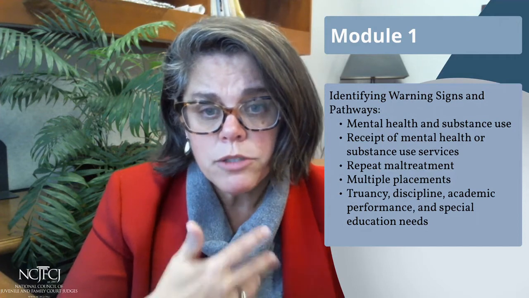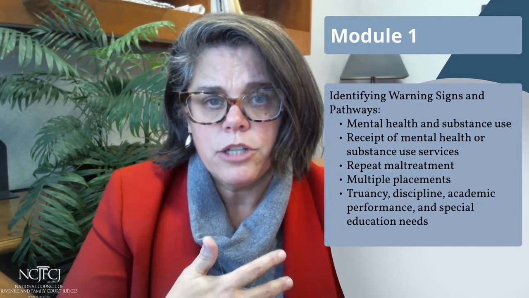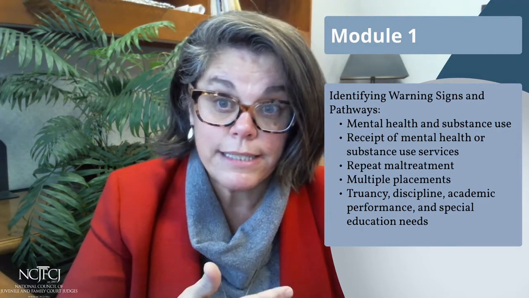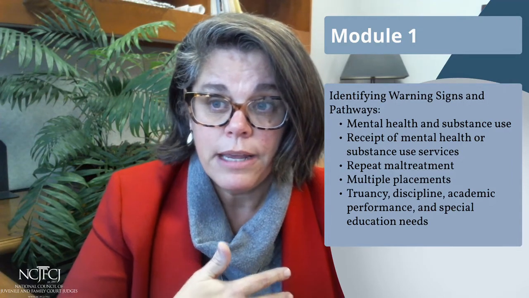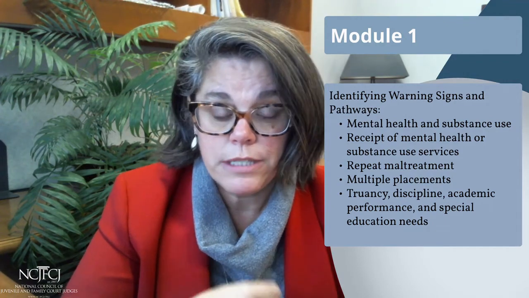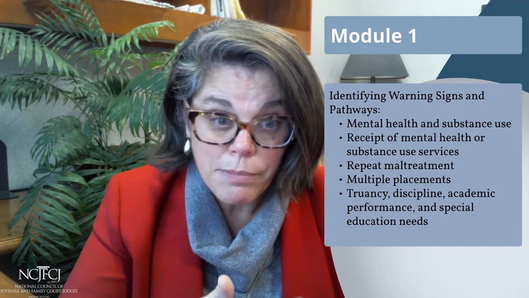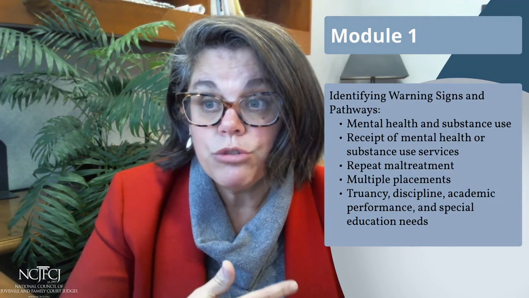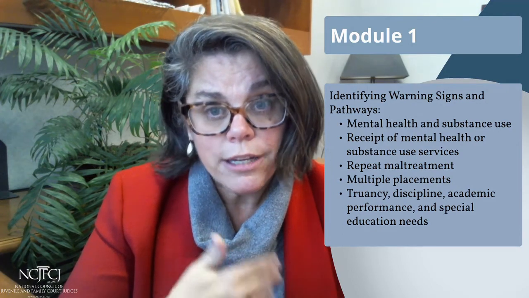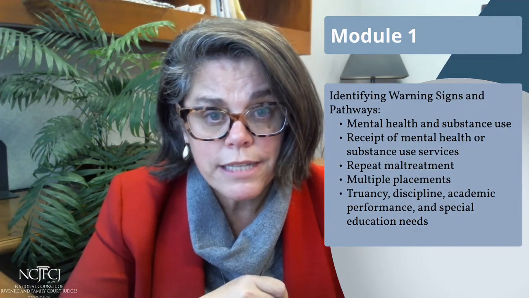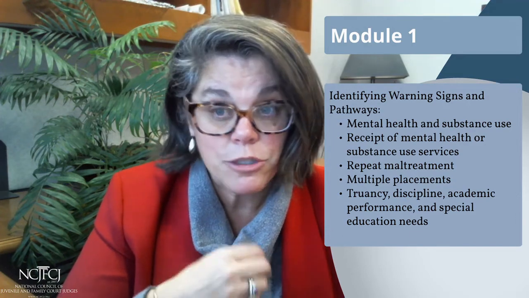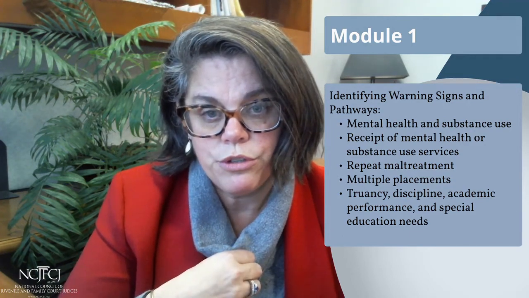Now remember, also in Module 1, we talked about the warning signs or the pathways, which we connected to risks and needs in Modules 2 and 3. Now these include mental health and substance use, receipt of mental health or substance use services, repeat maltreatment, multiple placements, truancy, discipline, academic performance, and special education needs. Increasing your ability to identify these warning signs or pathways will allow you to initiate effective case planning and management strategies before youth cross over into the juvenile justice system.